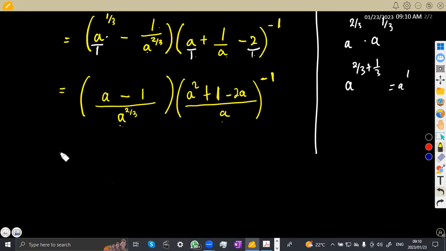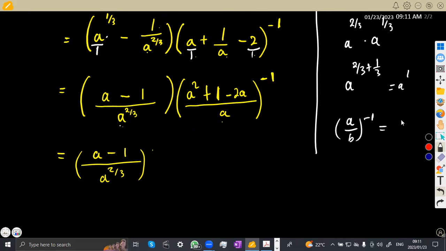If you check the first part, there's nothing that you can do, so you can just rewrite it as it is: a minus 1 over a to the exponent of 2/3, multiplied to, okay, there is a negative exponent here. So remember what we said. If you are given a fraction like, let's just say, a over b, let me change the marker here. Let's say we've got a over b to the exponent of minus 1. It gives us b over a. That's the inverse of that.